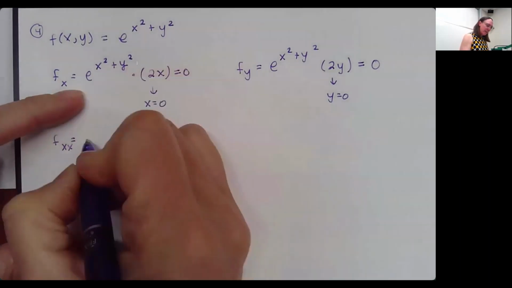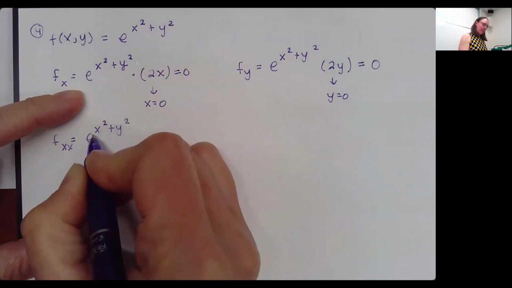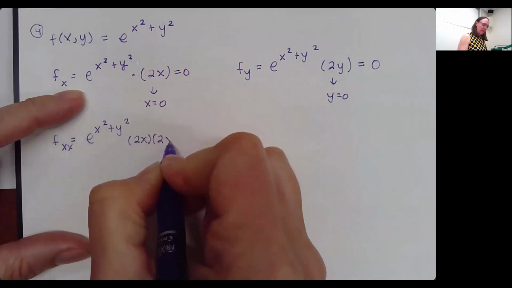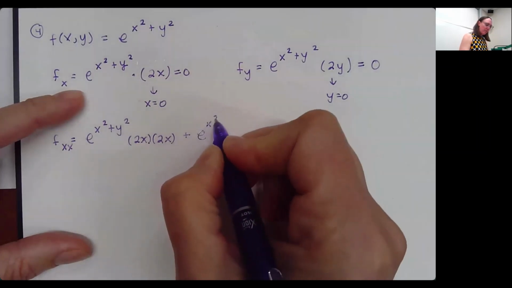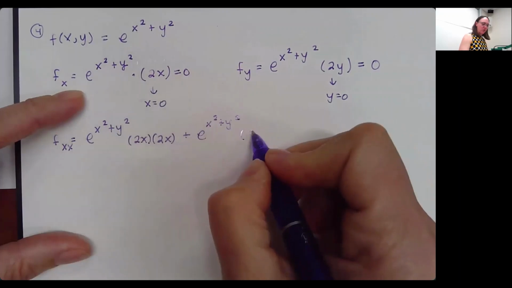Derivative of that first piece just pops back out another e to the x squared plus y squared times 2x, and then we'll bring the 2x along for the ride, and then I will leave the first piece alone and take the derivative of 2x, which is 2.